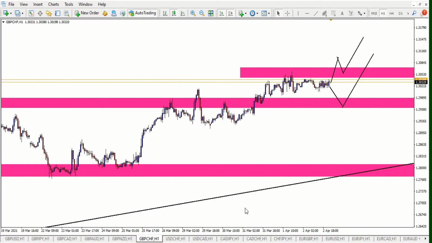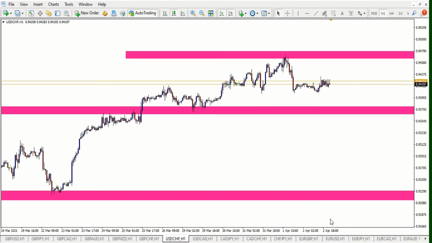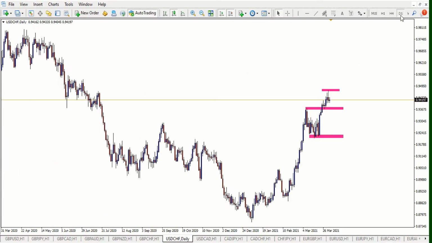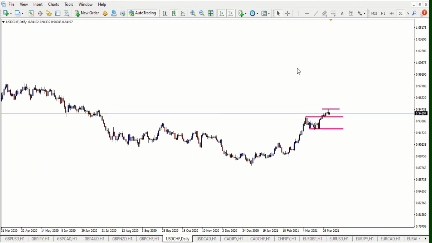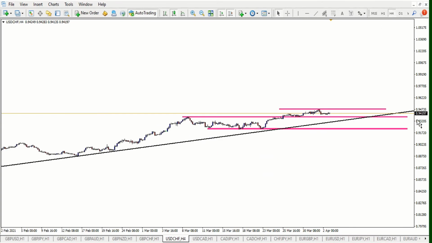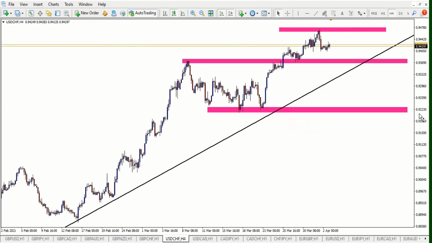The next pair is USD Swiss franc, also in an uptrend with this one, clear as daylight, higher highs, higher lows. There we go, higher highs, higher lows, roundabout there. Okay, it doesn't need to be perfect, but we can see that the market is moving in an upward direction.